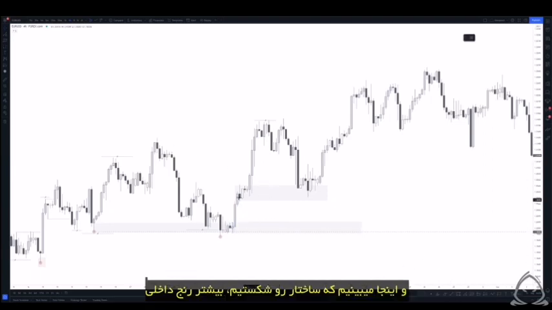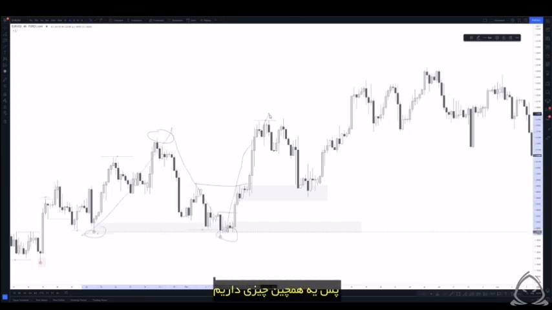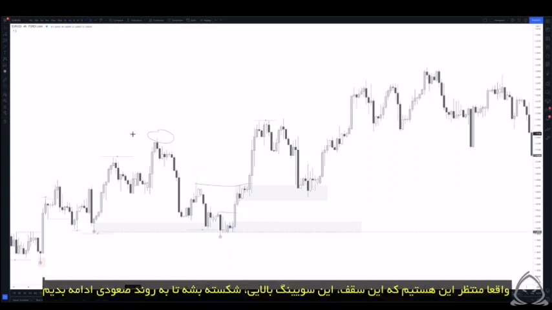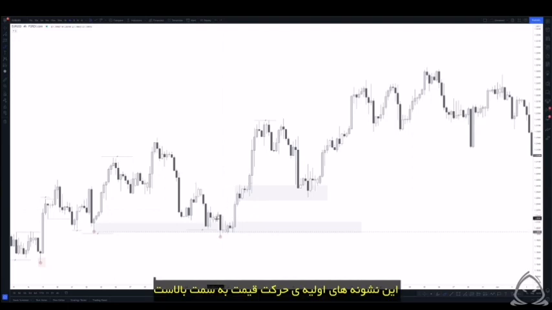And what we can see here is we break structure, a little bit more internal structure, because again, we have a swing point here, swing point here, swing point here. So we're doing something like that. We're really waiting for this high to be broken, this swing high, to continue the bull trend. But again, what we know about internal range liquidity is we're waiting for internal range liquidity to be taken. Those are early indicating signs that price is going to continue to the upside.